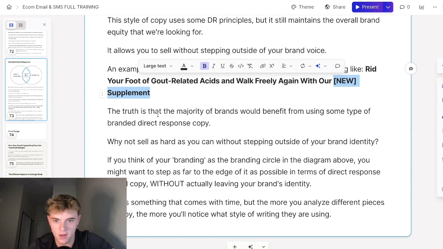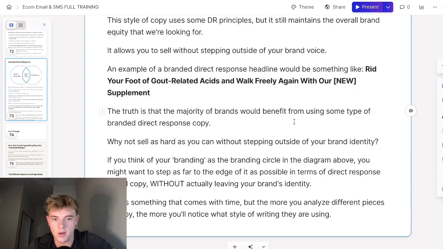So the truth here is that the majority of brands would benefit from using some type of branded direct response copy. And the reason for that is because why wouldn't you want to just sell as hard as you can without stepping outside of your brand identity? But an important caveat here is that when you use a branded direct response style of copy, you can't sell as hard as you could with direct response. And you also can't create the brand equity that you might want to with branded copy. So that's the downside of it, is that you can't go as far as you want on either end of the spectrum.